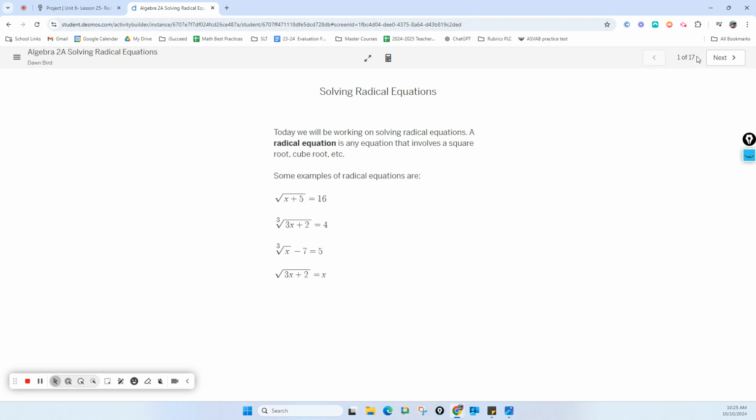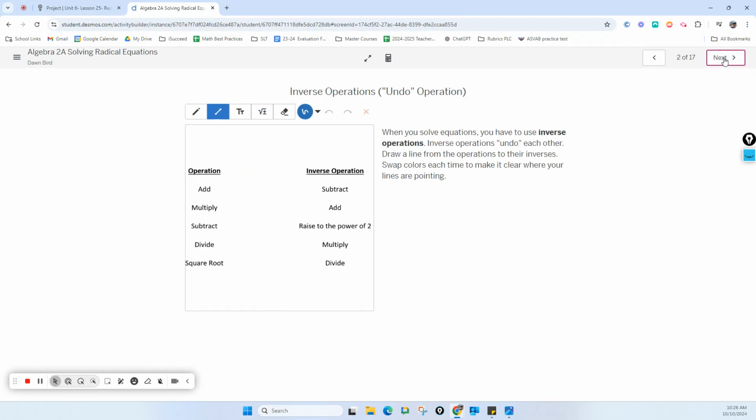So we can see that we have 17 slides. Not all slides are something for you to do. So for example, on this slide, is this just telling you what a radical equation is? So I'll walk you through the first few slides just to kind of give you an idea of what this project is and how to use the tools within this activity.